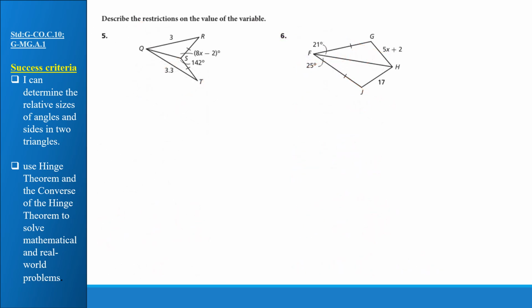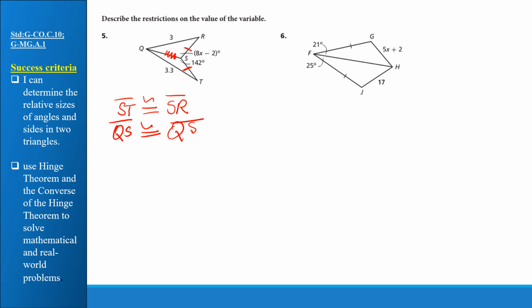So here we have to describe the restrictions on the given variable. Okay, so let's try to understand. This line has one dash and this line has one dash, so we can say that ST is congruent to SR. So that's one done. The other thing, this is the shared line, that means QS is congruent to QS. Now, what about the angles and the sides?